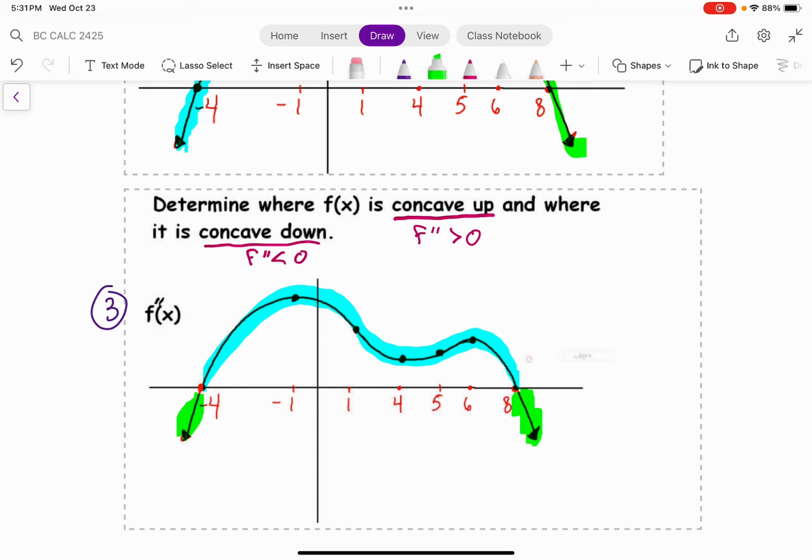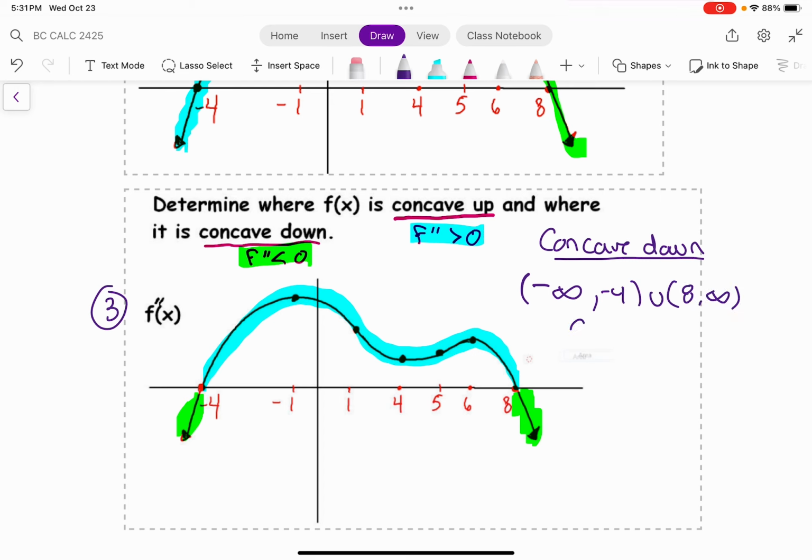Okay, so concave down would be -infinity to -4, and then from 8 to infinity. And concave up would be -4 to 8.